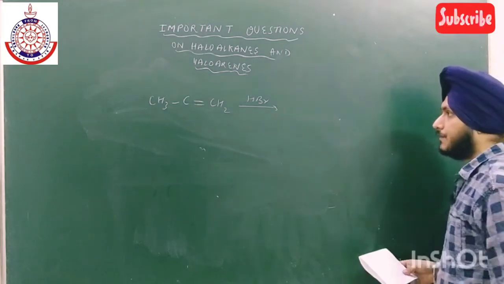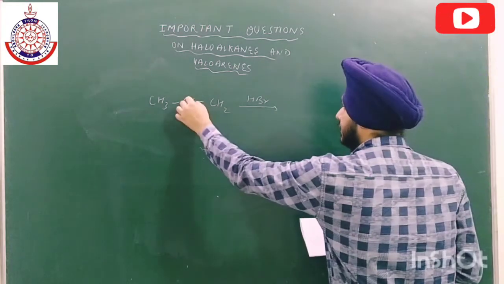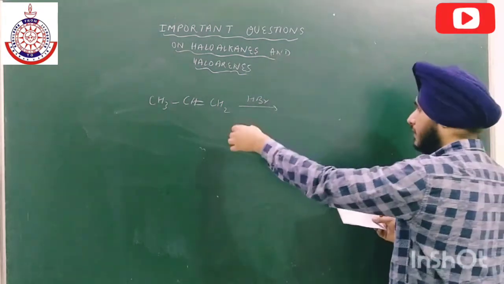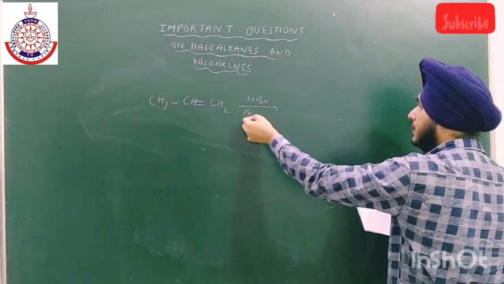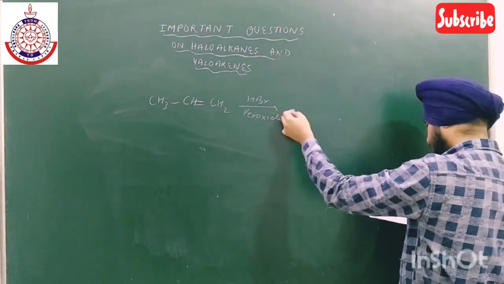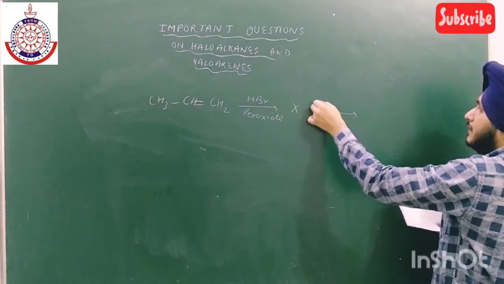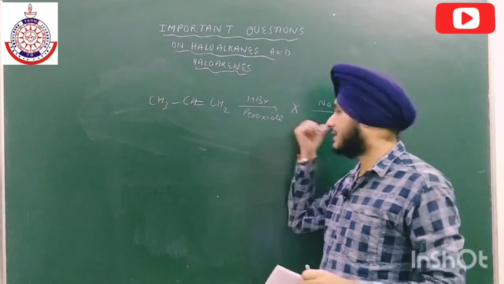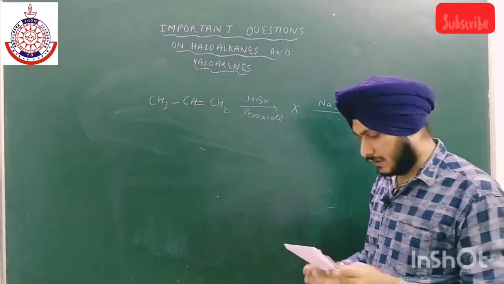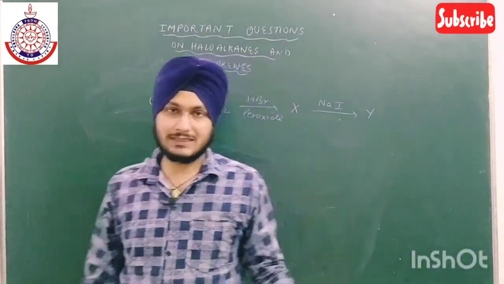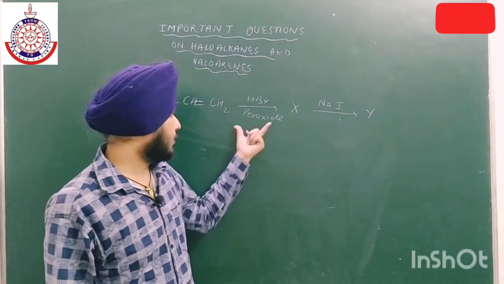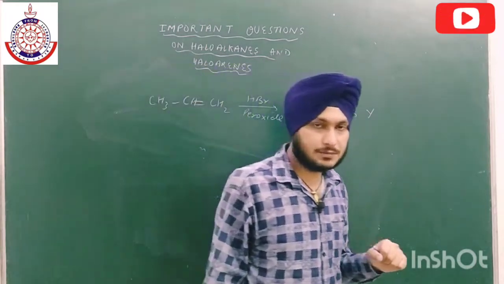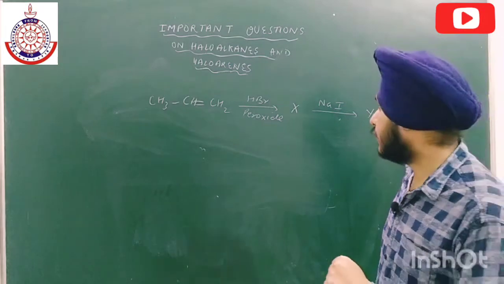Now the reaction with HBr in presence of peroxide gives X, and then we have to react it with NaI to form Y, and we have to identify what is X and what is Y. And this question was asked by CBSE again in 2016. Now we all know that HBr plus peroxide will give us the anti-Markovnikov product.